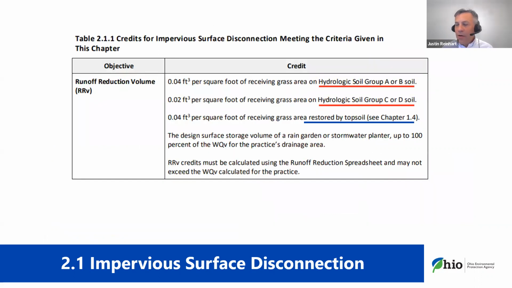The credit values are listed there in the rainwater and land development standard. And as I mentioned, they're broken down by the soil group A or B for that grass area, or C and D, which would have a lesser credit, obviously a tighter soil infiltrating less water, as well as a third criteria for restored soil. So we're doing this under the expectation that our infiltration rates are probably less than ideal because those areas have been impacted through construction.